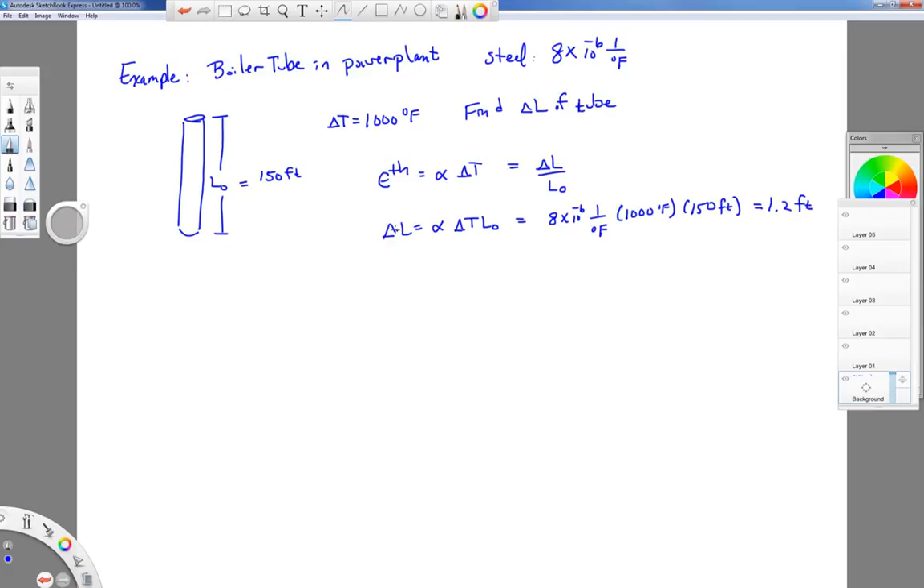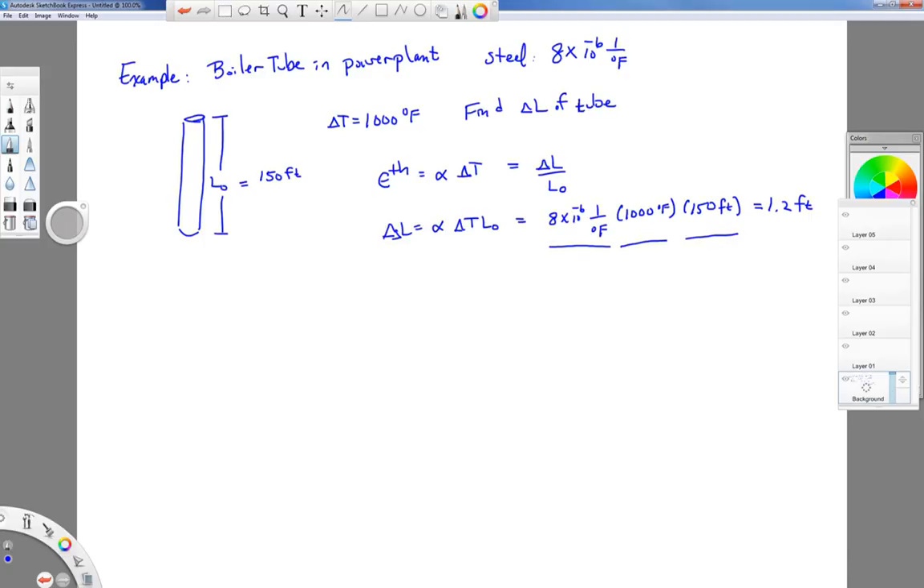of the boiler tube. Now this is pretty impressive. You start off with a coefficient of thermal expansion of only 8 times 10 to the minus 6 per degree Fahrenheit, 8 microstrain per degree change in temperature. But we have a pretty large change in temperature, 1,000 degrees, and we have a pretty long pipe to begin with, 150 feet. So we get a 1.2 foot expansion in the length of this pipe.